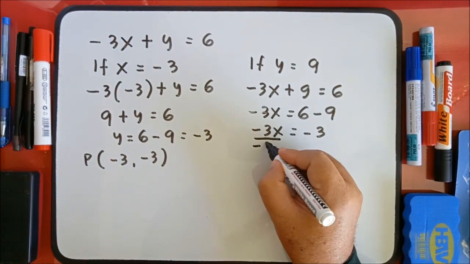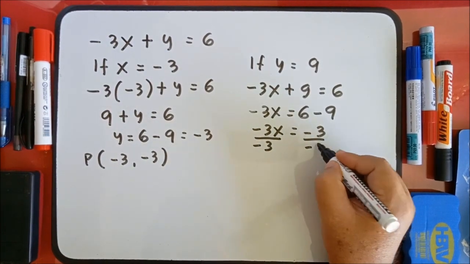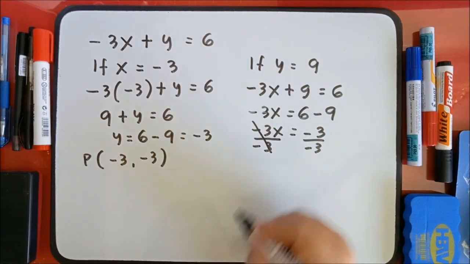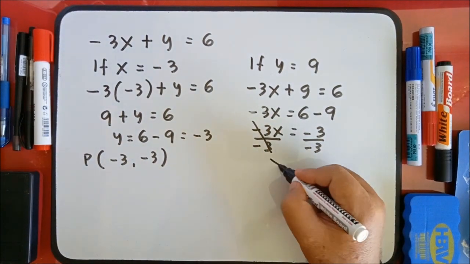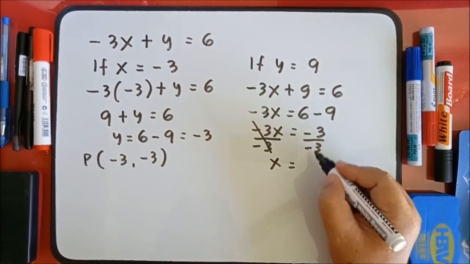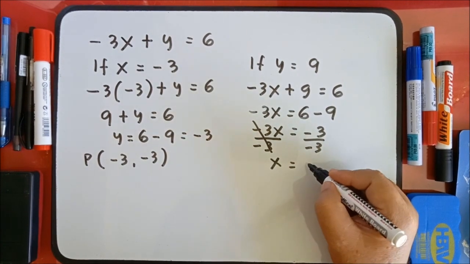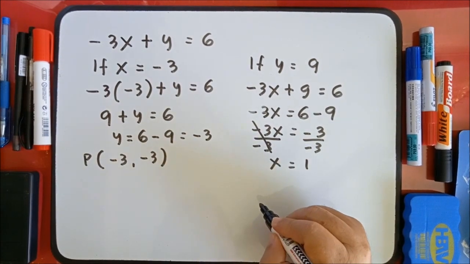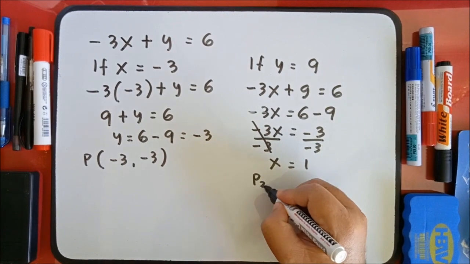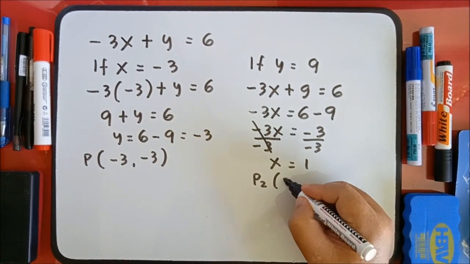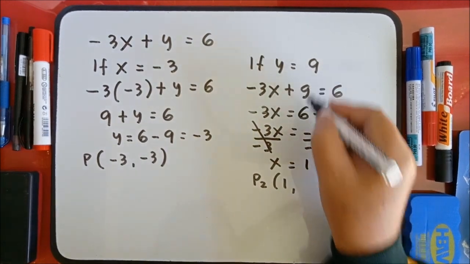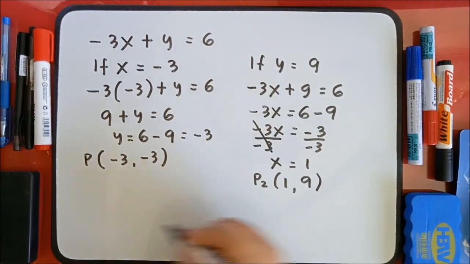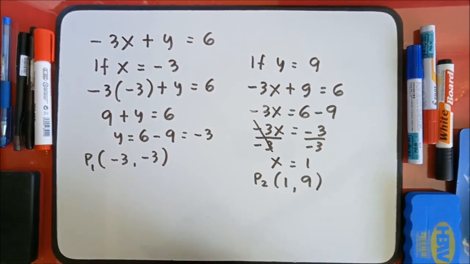Divide both sides by negative 3. Negative 3 divided by negative 3 will become 1. Then x will become negative 3 divided by negative 3, which is 1. So your another point, P2, is x is 1 and y is 9. Let's assume this is P1. So you have 2 points now.